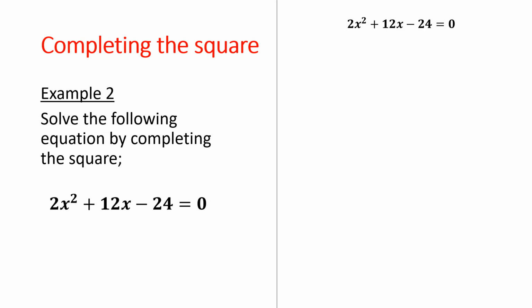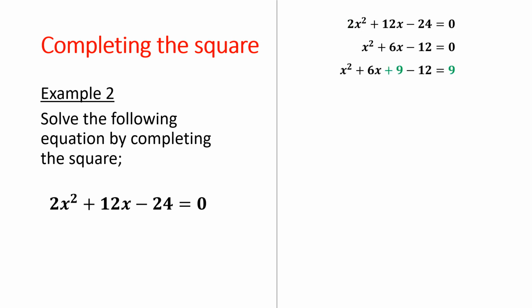Well, again, the first trick is to get rid of the 2, the coefficient of x squared. So everything's going to be divided by 2. Everything on the left is divided by 2, but we also must divide the 0 by 2. But 0 divided by 2 is just 0.